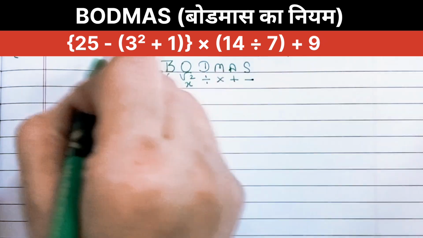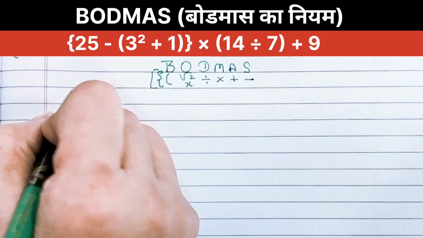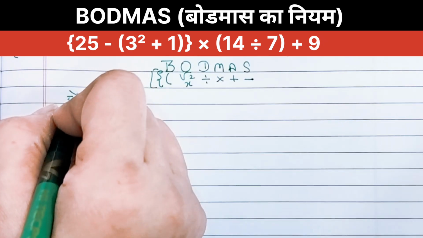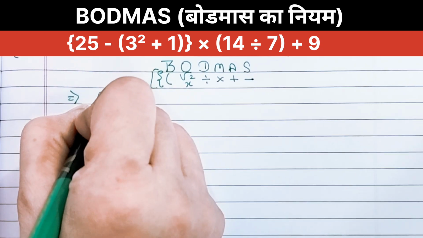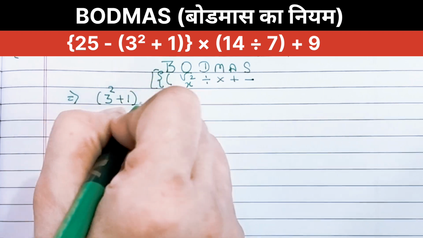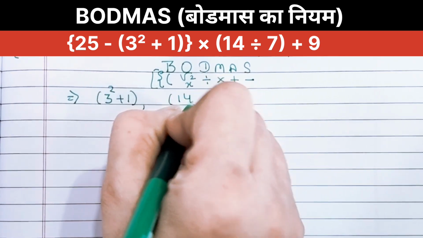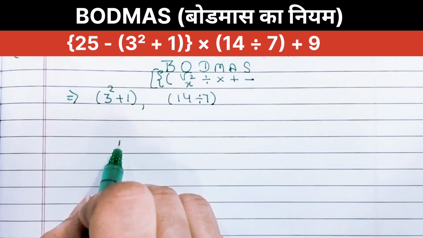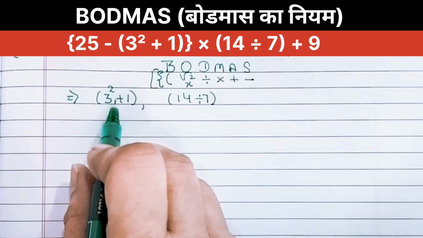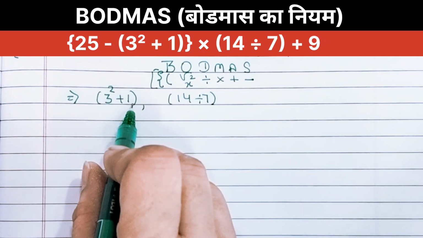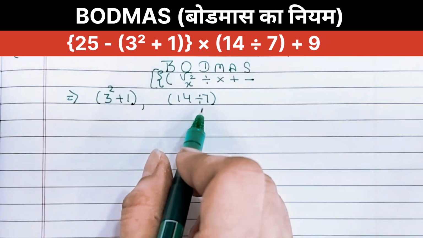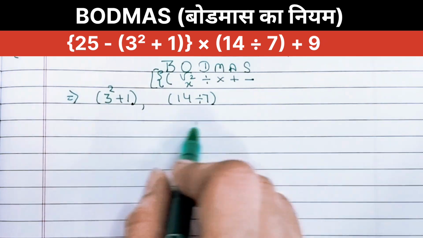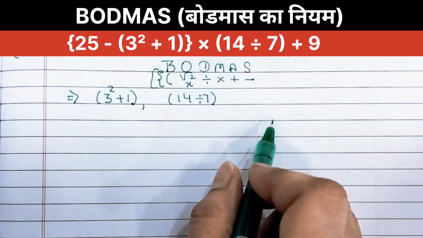According to the BODMAS sequence, we'll break down this expression with a step-by-step solution. First, we simplify the inner brackets and orders. Now there is 3 square plus 1 in the first bracket, and the second one is 14 divided by 7. Inside the first round brackets we solve the first part and then add 1, and simultaneously we solve the division in the second round brackets. According to BODMAS, we must solve brackets and orders first.